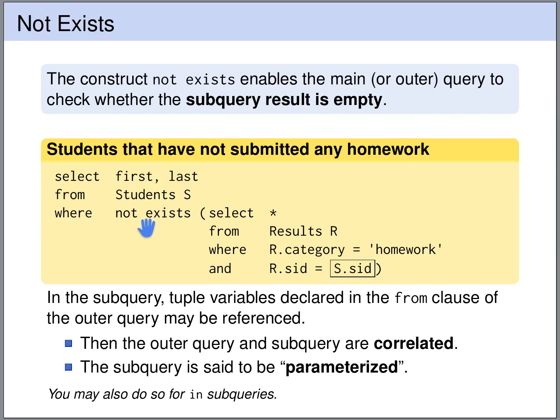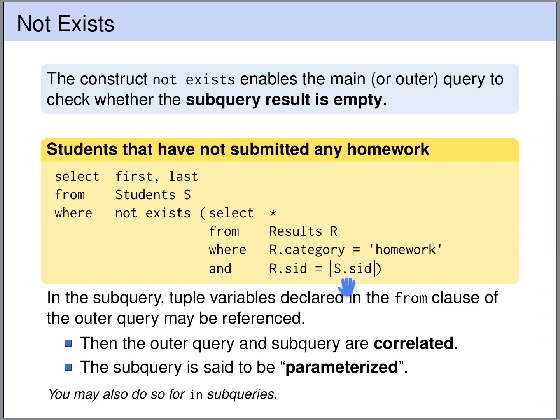For the not exists, the inner query should always be parameterized. If the inner query is independent of the outer query, then no matter what tuples we look at in the outer query, the inner query will always be the same, and the not exists will always be true or false. So then we can simply replace it by true or false. It's just a constant. So for the not exists, the inner query should always be parameterized.